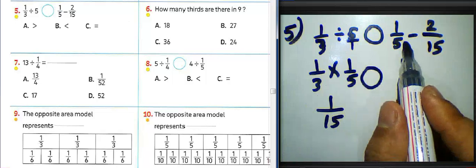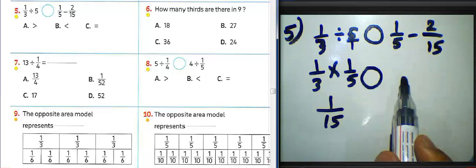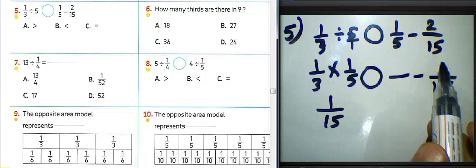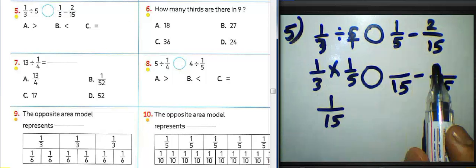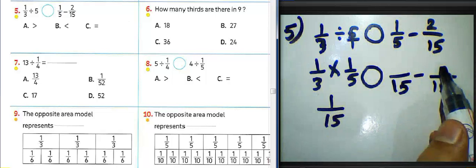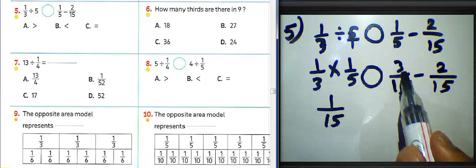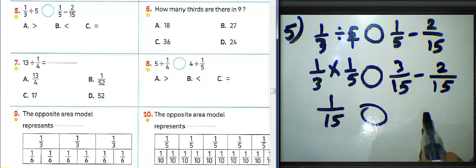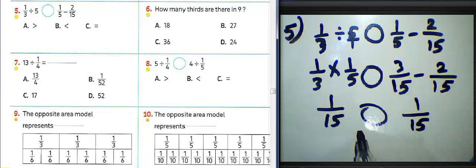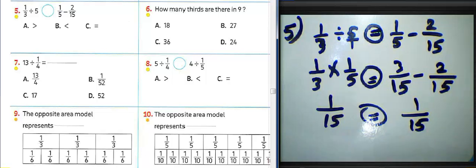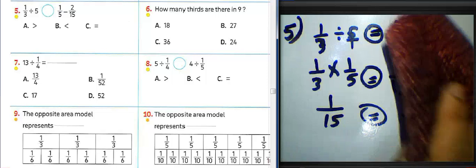And here, 1 over 5 subtract 2 over 15. We must find the least common multiple of the two denominators. 15 is the least common multiple of 15 and 5. Then write 2 here. 15 divided by 5 equals 3, and 3 times 1 equals 3. 3 subtract 2 equals 1, and write 15 in the denominator. So we must write equal to for this example, question 8.